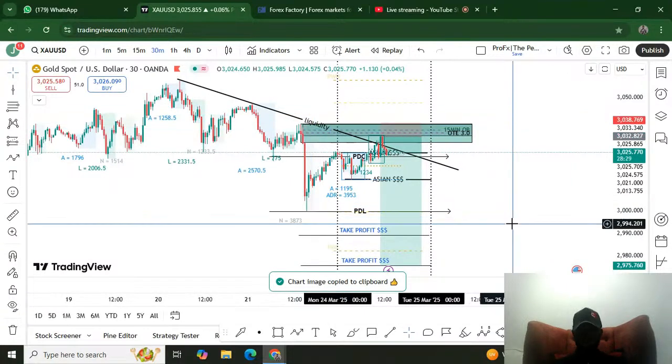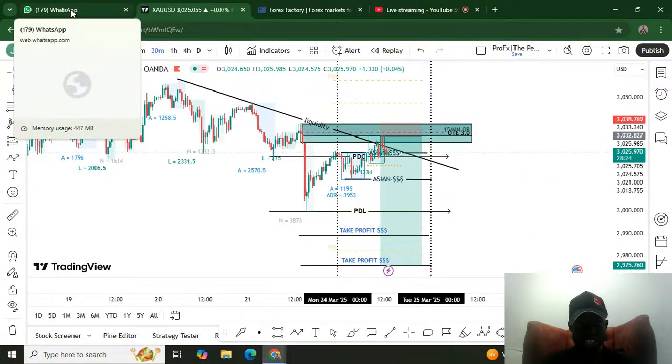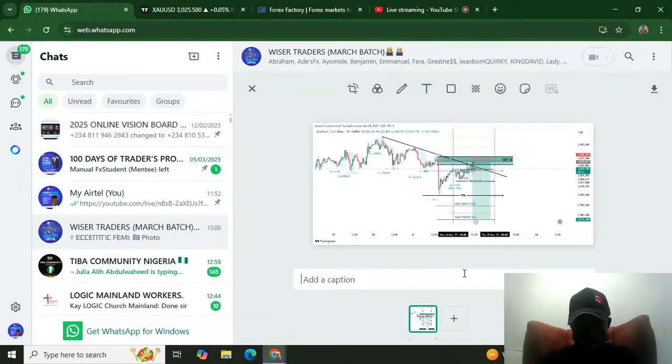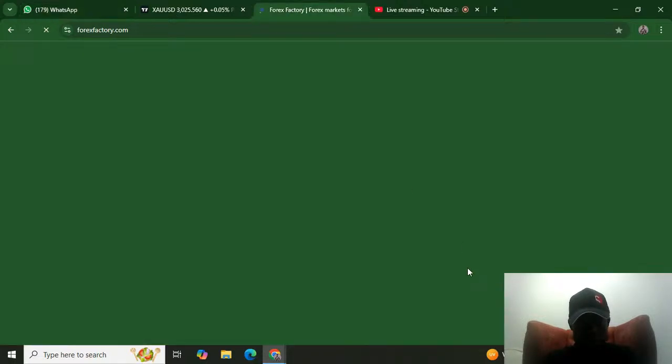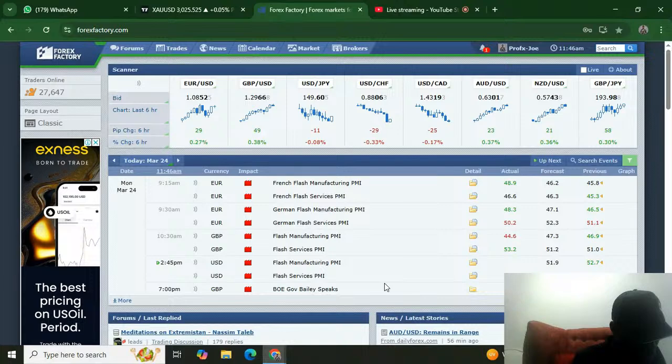So this is our setup for gold. It's still playing out. So I will send us the update on the group, okay, for more entries. There's a news coming up, I think by 1:30. Okay, I will send us the updates. There's a news coming up by 1:30. Is it 1:30 or 1:45? Okay, it's 2:45.